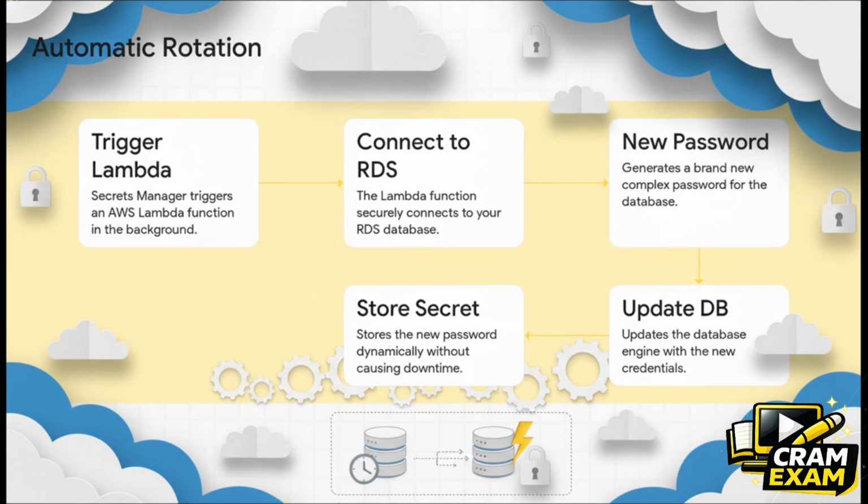But with Secrets Manager, you simply configure a rotation schedule. Every 30 days, Secrets Manager triggers an AWS Lambda function in the background. That Lambda function securely connects to your RDS database, generates a brand new complex password, updates the database, and stores the new password. And the best part? Your main application never even notices the downtime because it always asks Secrets Manager for the latest password dynamically.